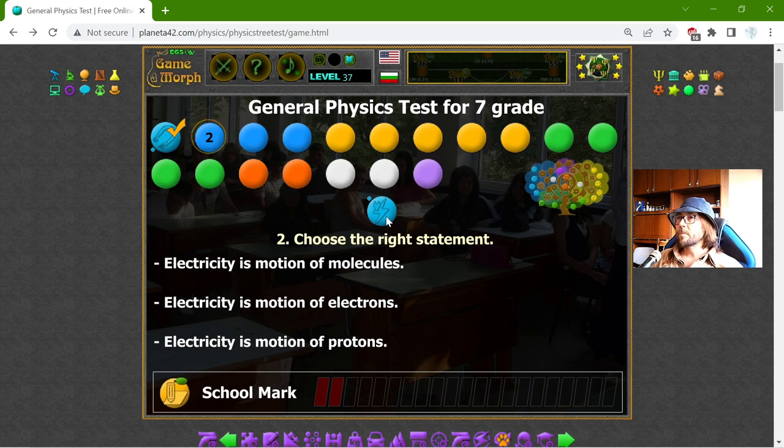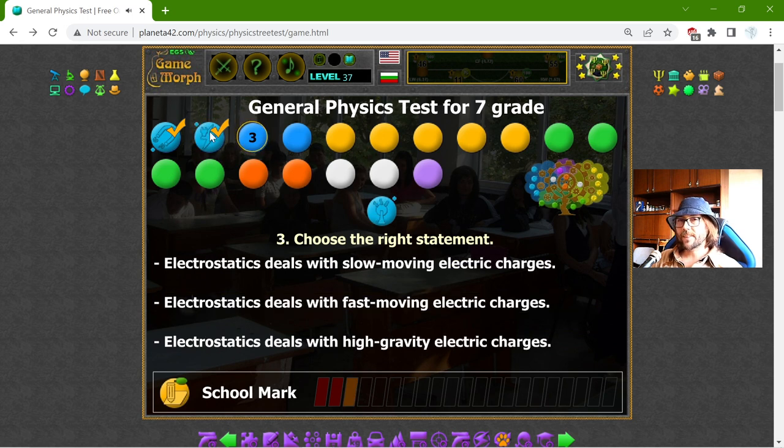The next one is part of the electricity. Choose the right statement. Electricity is motion of molecules. Electricity is motion of electrons, or electricity is motion of protons. Well, this is the second one again. Correct.